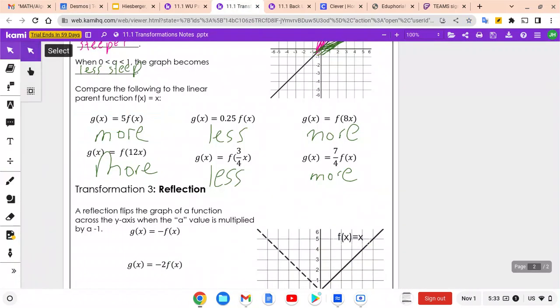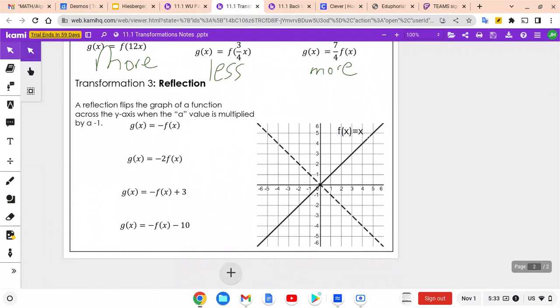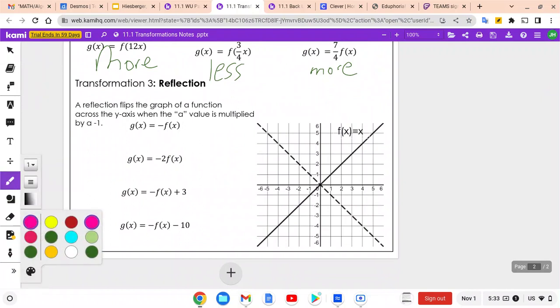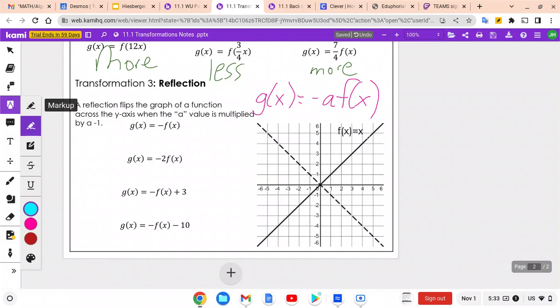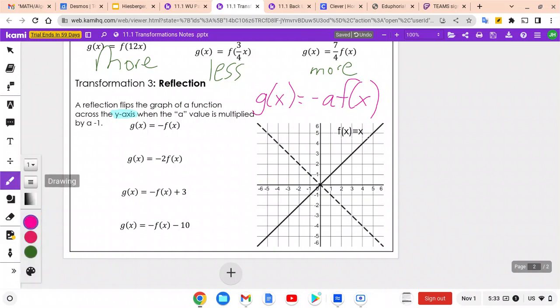That leads us to the final transformation, which is reflection. This one is where g of x, basically, you add a negative, make it negative. It's a reflection. It's flipping over the y-axis. We're reflecting over the y-axis. So basically you put a negative in front of everything. Down here, I will point out we have some combos where it's a reflection and a translation. You can have combinations as well.